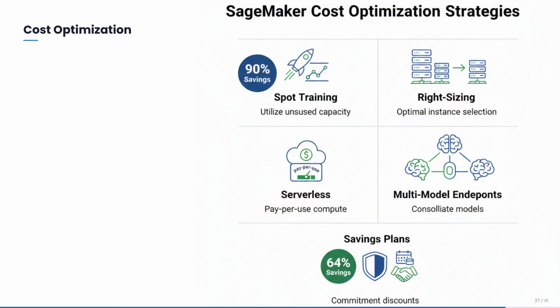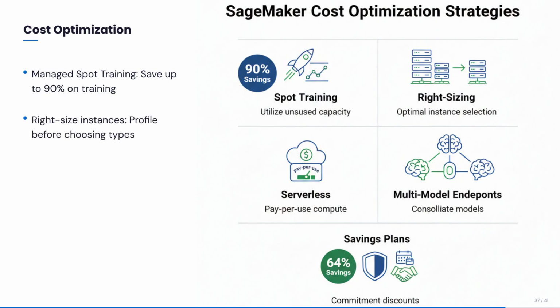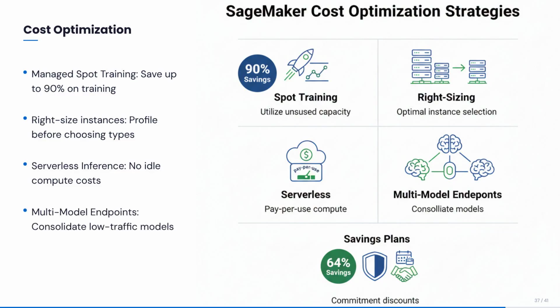Cost optimization is crucial for production ML. Managed spot training can save up to 90% on training costs by using spare EC2 capacity. Right-size your instances by profiling before choosing instance types. Use serverless inference for endpoints with intermittent traffic to avoid paying for idle compute. Multi-model endpoints consolidate multiple low-traffic models on shared infrastructure. And SageMaker savings plans offer up to 64% savings with committed usage.